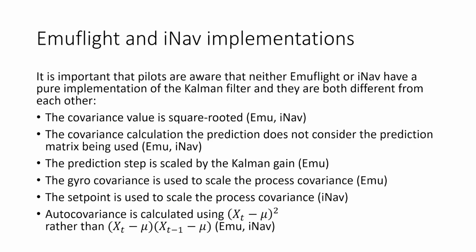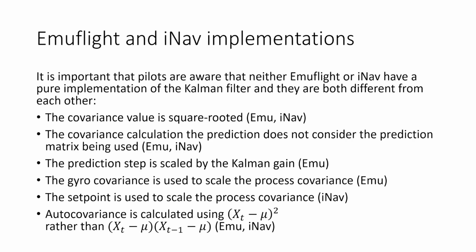It's important that you as pilots are aware that neither Emuflight nor iNav have a pure implementation of the Kalman filter as I've described it here and as it's described in the Wikipedia article on Kalman filters, for example, and in other places. And also that the two implementations of the Kalman filter are very different from each other as well. Some key differences which will matter is that the covariance value, which is typically a squared value for the Kalman filter, has been square rooted in both Emuflight and iNav.